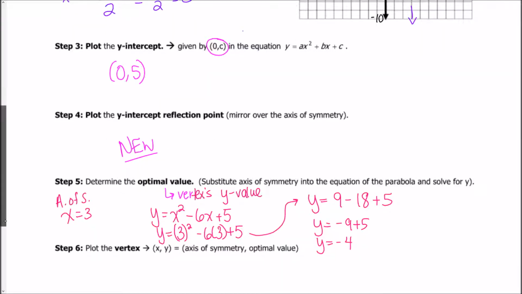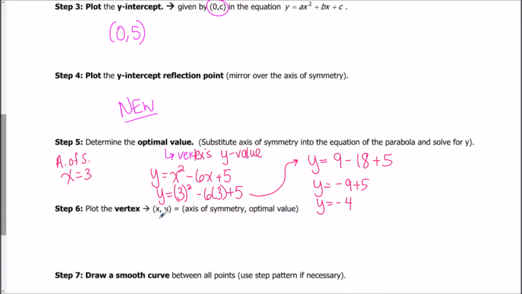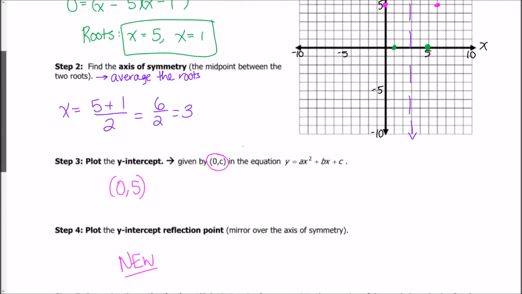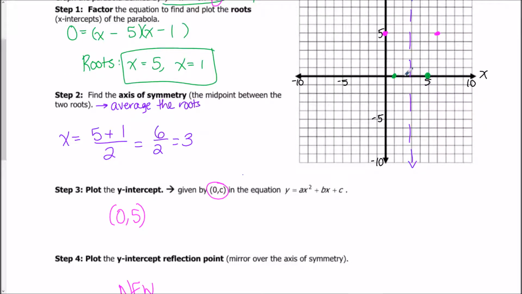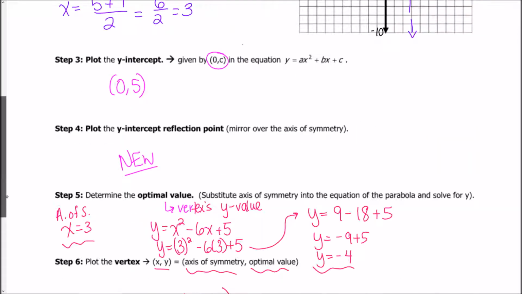Okay, so then it says to plot the vertex, but the vertex is x comma y for the axis of symmetry and the optimal value. So our axis of symmetry is 3, our optimal value is negative 4, so our vertex occurs at 3, negative 4. So I'm going to go to my graph, and I'm going to go to 3, 1, 2, 3, negative 4, and this is where my vertex is going to occur. Okay, and it's always going to be on the axis of symmetry.